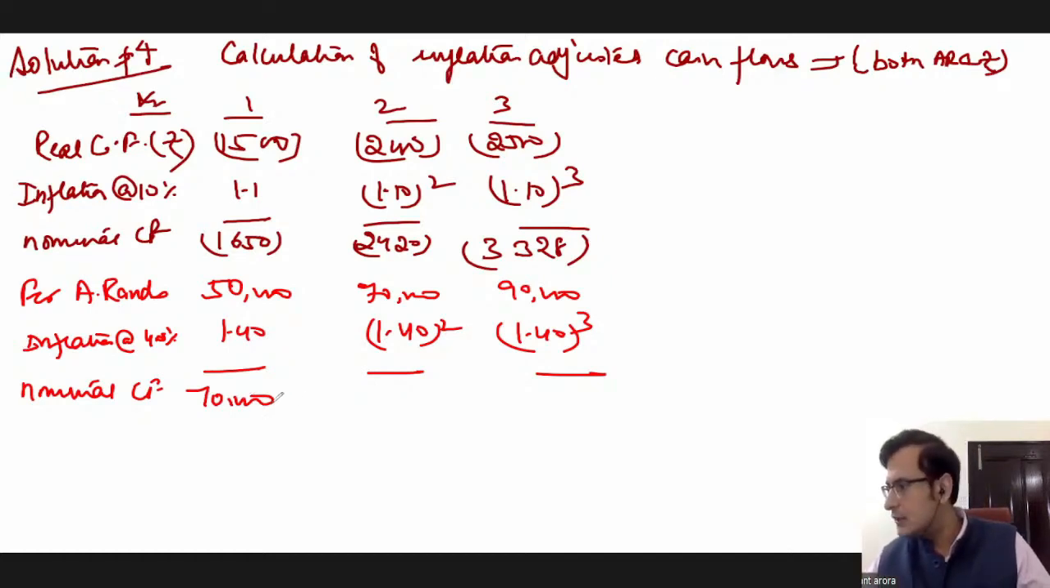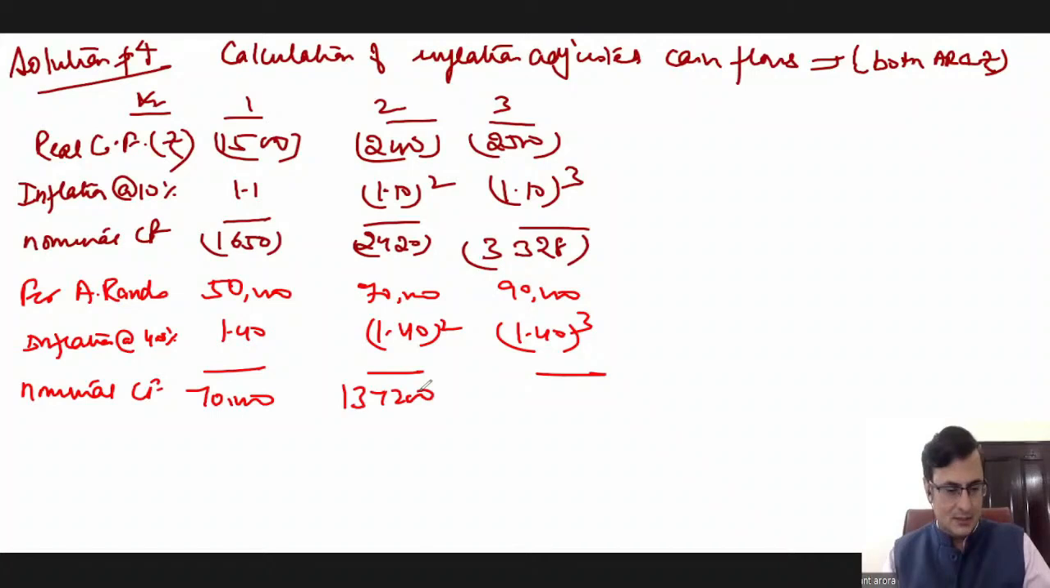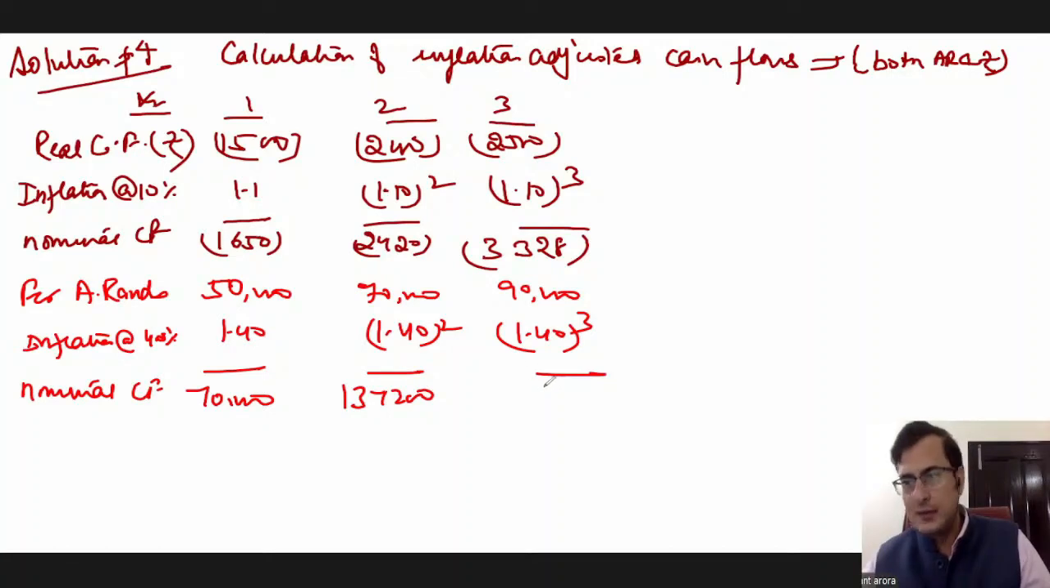137,200. No doubts? Is it not clear? 1.4 into 1.4 into 1.4 into 90,000. Okay, so 246,960. Clear, beta?